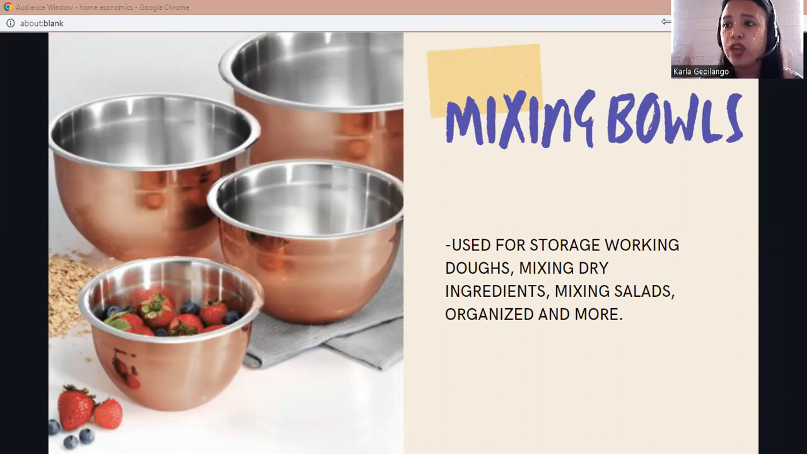So now when you're cooking, you need to separate your wet ingredients and your dry ingredients so that you can, of course, prepare your ingredients very well. You have to separate them. So mixing bowls are really, really helpful when you cook.